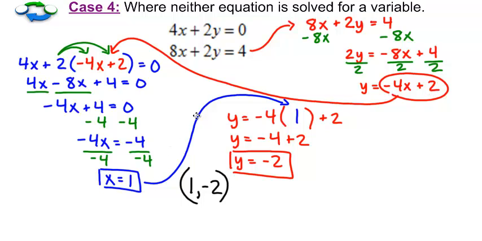Now, that equation that we solved for initially comes back into play here. We take x and substitute it back in for where we see x in the equation that we got. So we get our equation y equals negative 4, again in parentheses, times 1 plus 2. Negative 4 times 1 is negative 4. Negative 4 plus 2 is negative 2. So our solution is the point 1, negative 2.